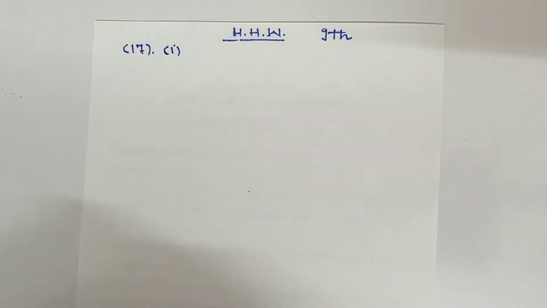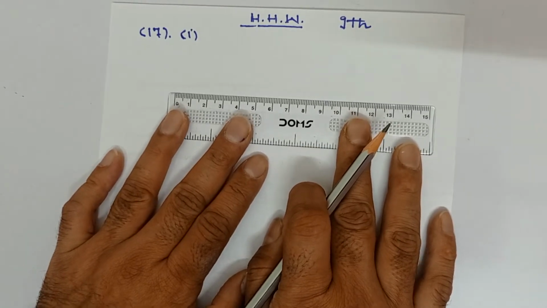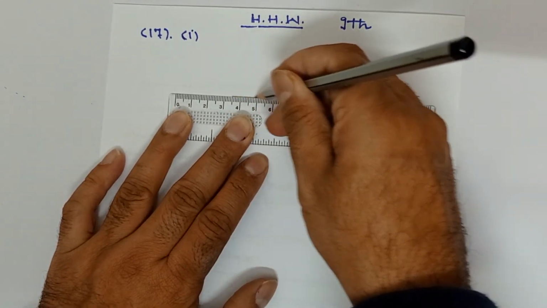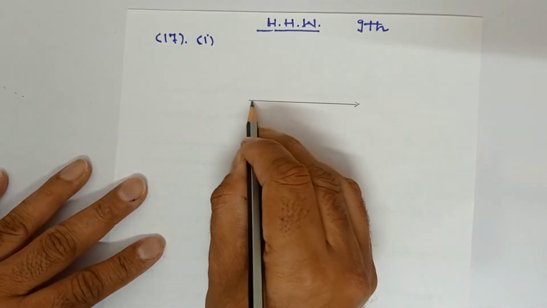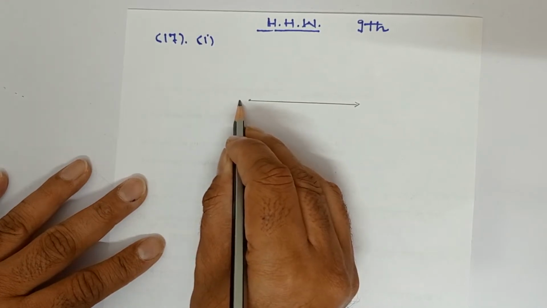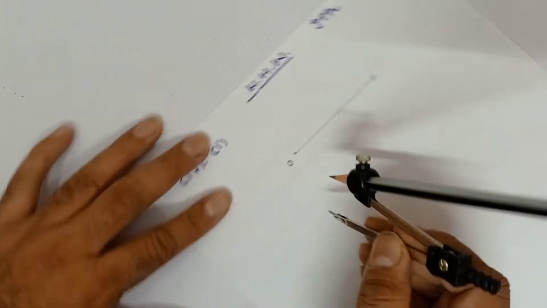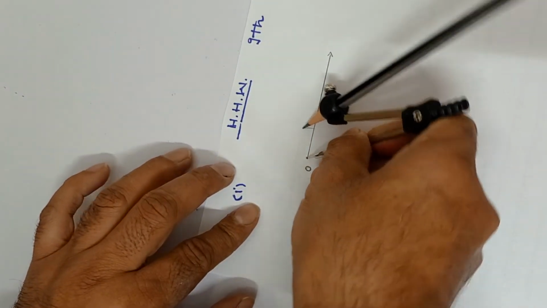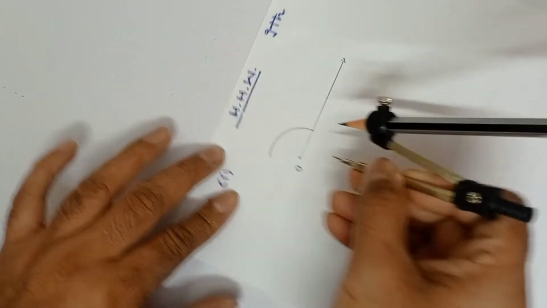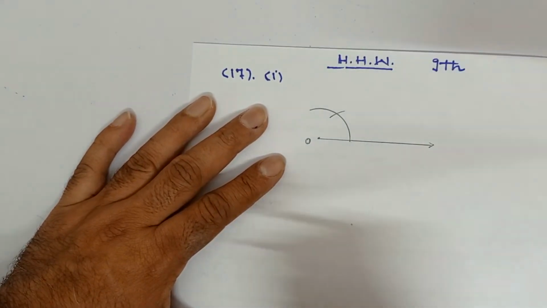Part number 1. You may take here one ray of any measurement, arrow this side. This is A point, or you can say O point, you can name it. Now we need to make a 60-degree arc. The compass should not be open too much, not very less. From here this way, an arc. Keeping the compass at this point, this is a 60-degree arc.